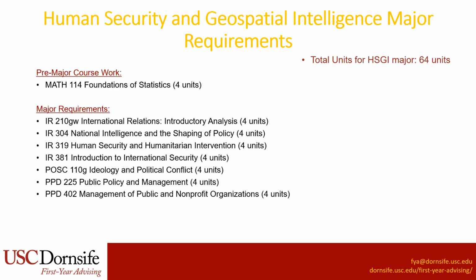So the last major within the Spatial Sciences department is the Human Security and Geospatial Intelligence major. And this major is a total of 64 units. So again, you'll have your pre-major coursework, which will be that statistics class. And then your major requirements are also interdisciplinary, comprised of various departments across USC. So you'll have some IR requirements, poli-sci requirements, as well as some public policy requirements as well.